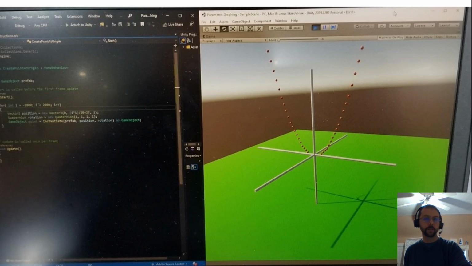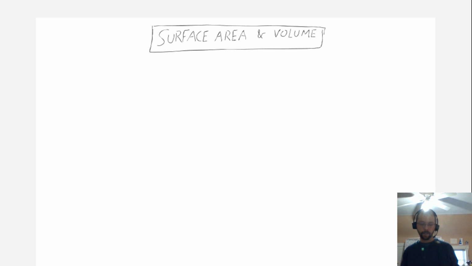Okay, so back to our surface area and volume. What we're going to be working with is a right cone. If you looked at a right cone staring at the base, you would see a perfect circle. And that's my freehand attempt to make a perfect circle.